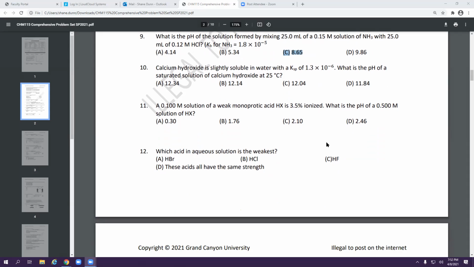Okay, so which of these is the weakest? Hydrobromic acid, strong or weak? For 12? You're wrong. Yeah. Okay, you go study for that.